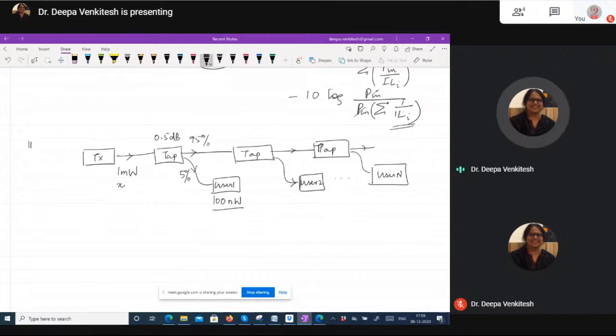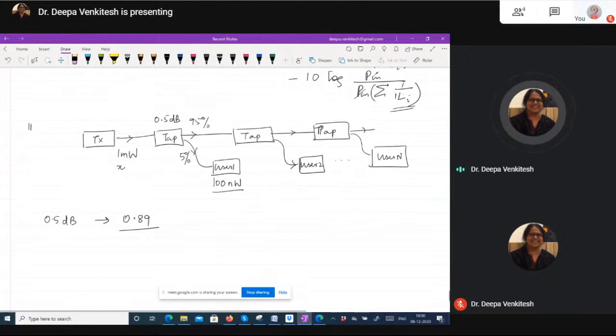Okay, so let's say to start with, instead of taking 1 milliwatt, let's say X is the power here. Now 5% port gives you how much power? First of all, 0.5 dB will correspond to a power ratio of, I think, 0.89. Work this out as a power ratio. So what will be the power here? Let's just do it for the first user. Then you can extend it for the nth user. Okay, 0.89 is the insertion loss. So 0.89 times x is what comes out.